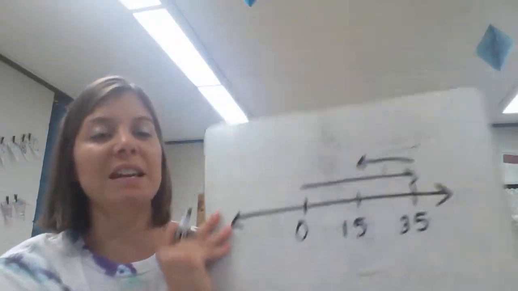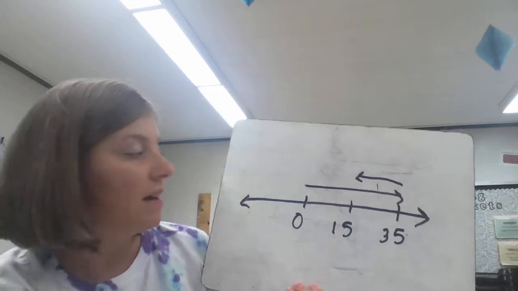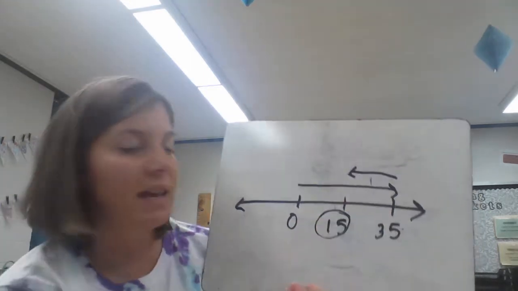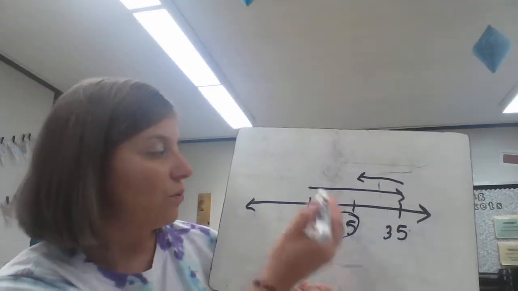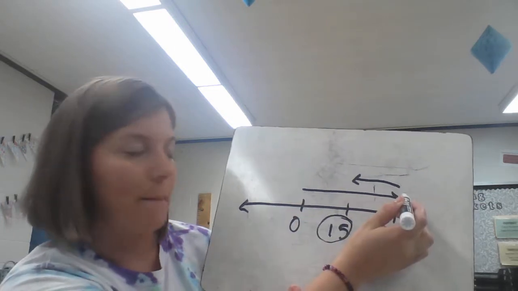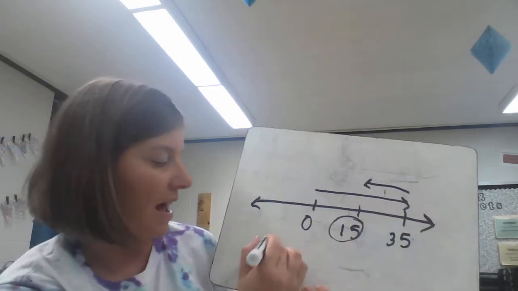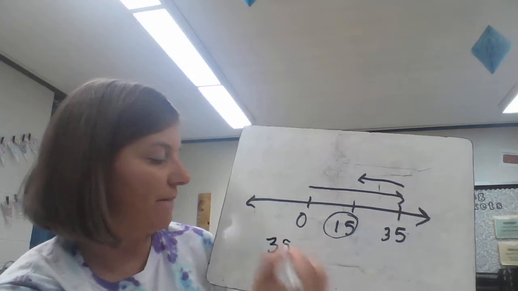Okay, the second thing I wanted to go over with you was when you see a number line, how can you make a number sentence for it? So we always look for that first arrow, that bottom arrow. It goes to 35. So I'm going to say 35.